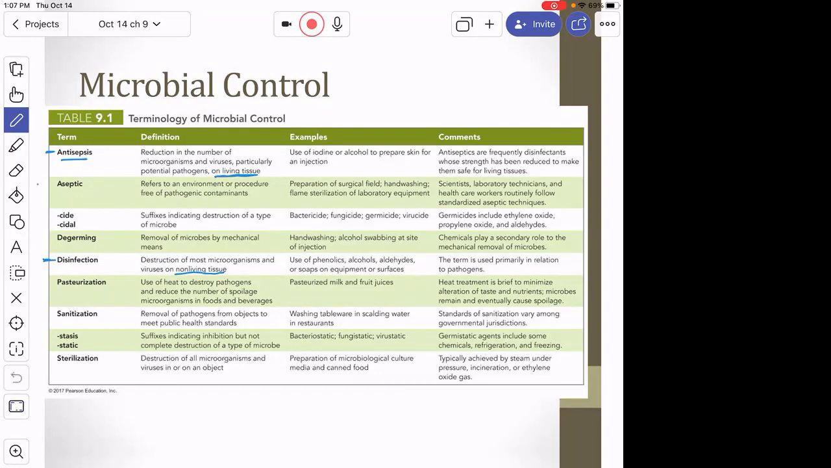An aseptic procedure, if you're in lab, you should recognize that. We talked about that in here as well. These are just things that we try to do to reduce microbial numbers. So things like flaming your loop.